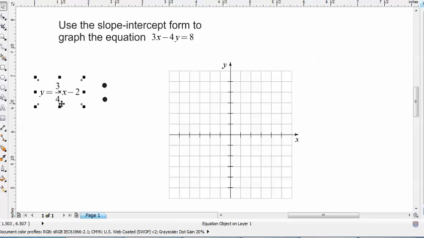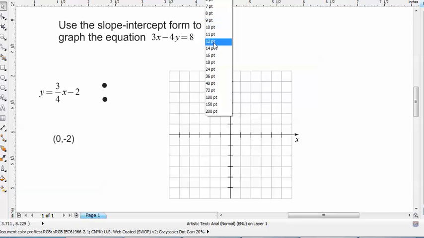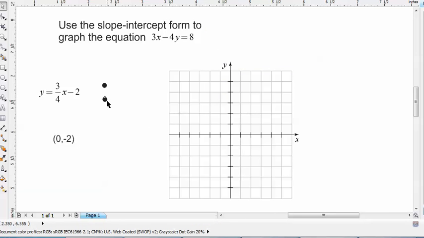And in this form, we can see that the slope is 3/4, that's the coefficient of x, and the y-intercept will be (0, negative 2), since b is negative 2. So what we're going to do is start by plotting (0, negative 2). We'll put a point over here at (0, negative 2). Then we're going to use the slope to get a second point.